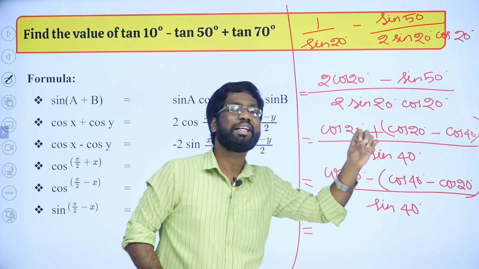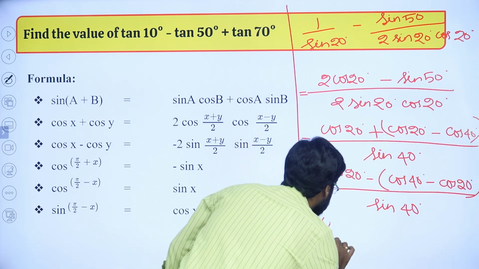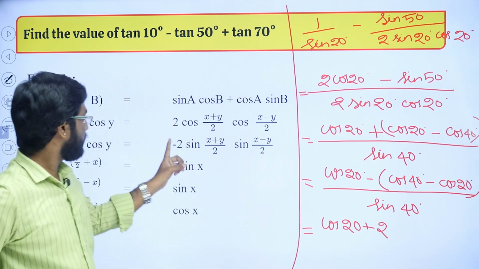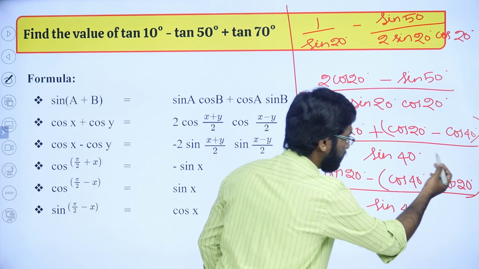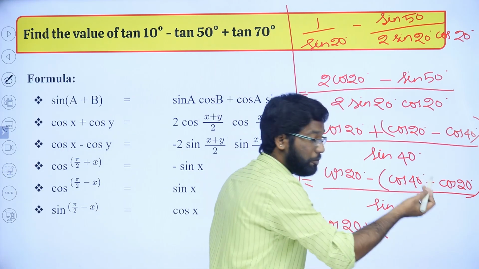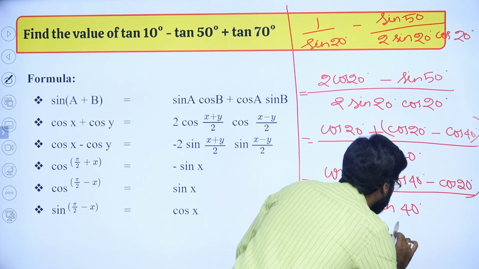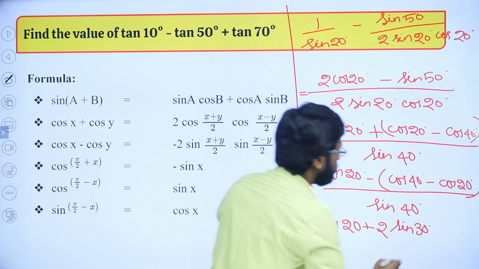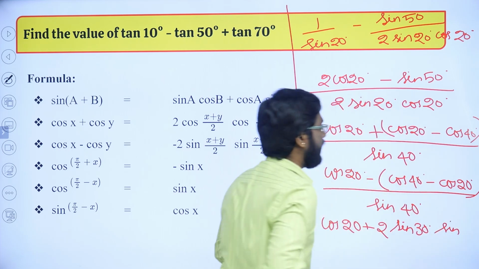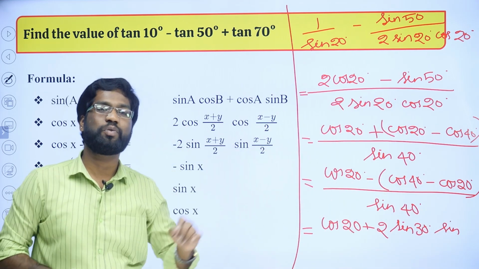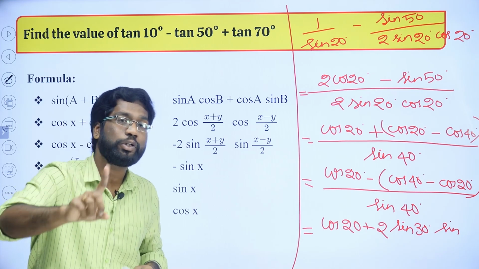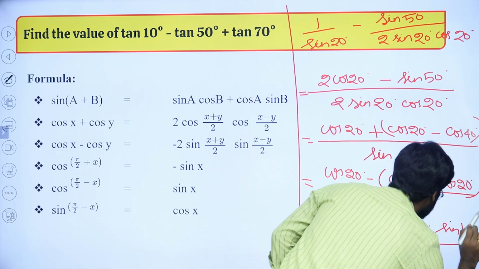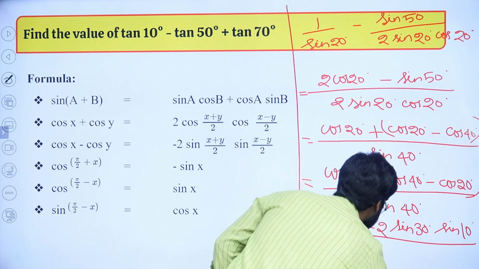Now if you solve, you will get a very simple answer, which is cos 20 degree plus 2 into sin of (x plus y) by 2, which is 40 plus 20, 60 degree, 60 by 2, 30 degree, 2 sin 30 degree, into sin of (x minus y) by 2, 40 minus 20, which is 20, 20 by 2, 10 degree, my dear students. Now divided by sin 40 degree.